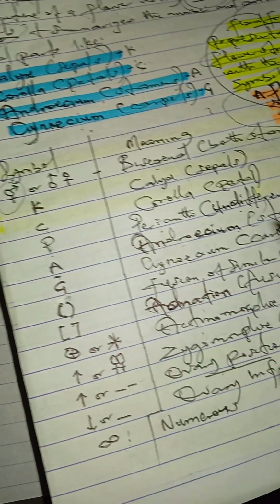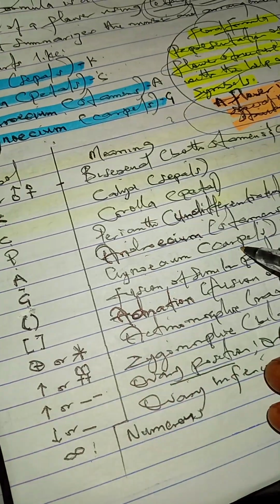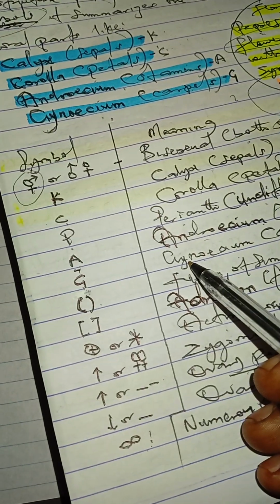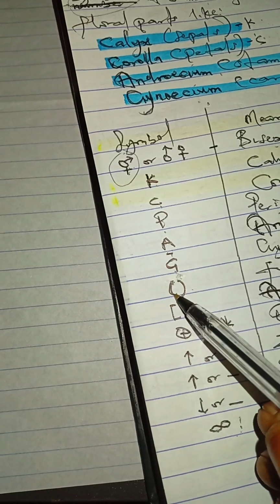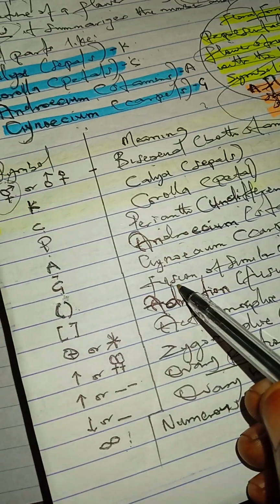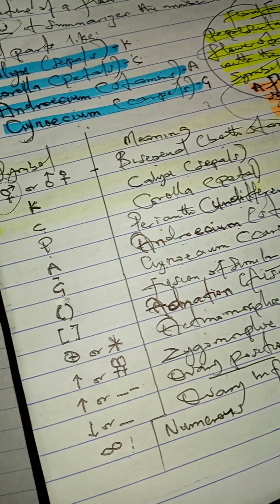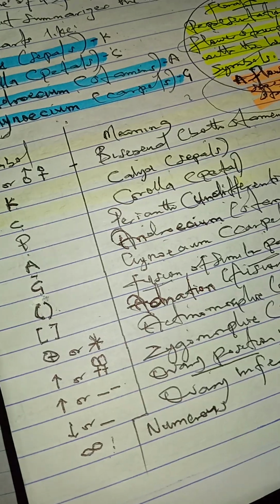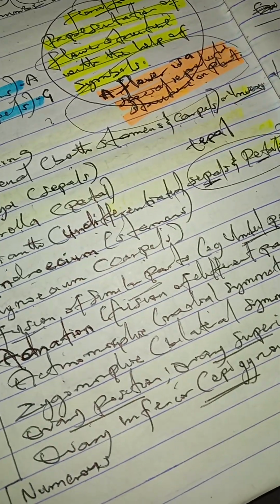Then we come here. We have A for what? Androecium, which is the collection of stamens. We have the G for gynoecium, which is the collection of carpels. Then don't forget what I said concerning this one, that it could be superior, could be inferior, and it could be half inferior. Then we have this bracket sign here, which simply means fusion of similar parts. E.g., a united petal, could be a united sepal, could even be a united carpel.